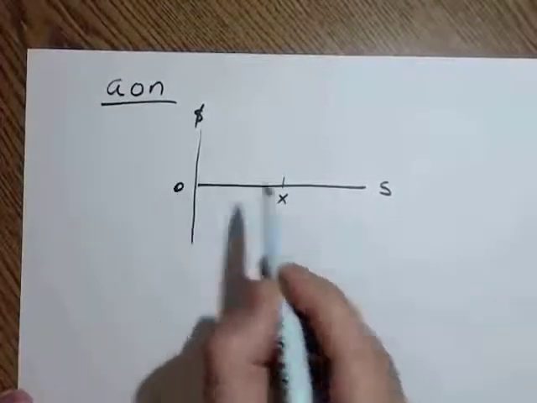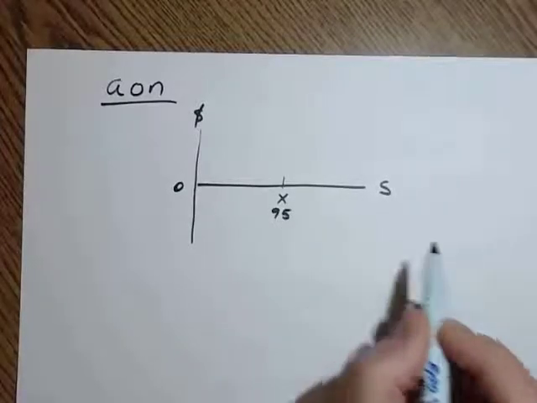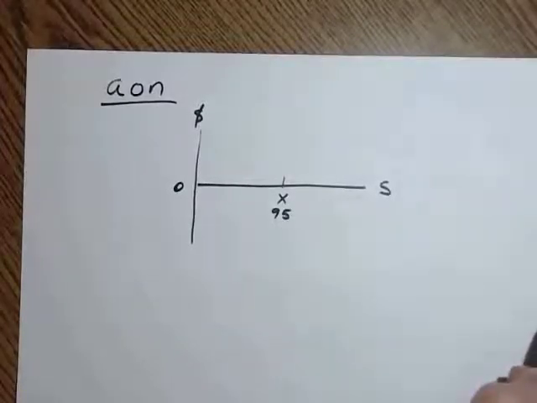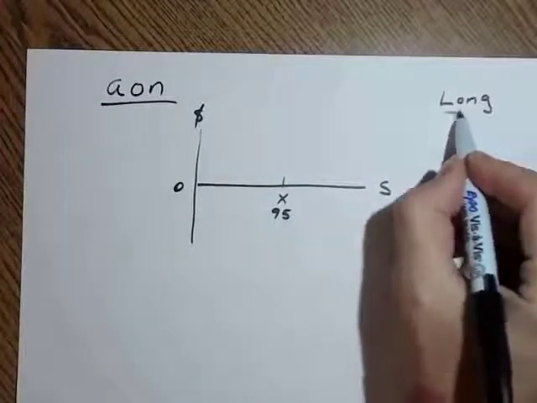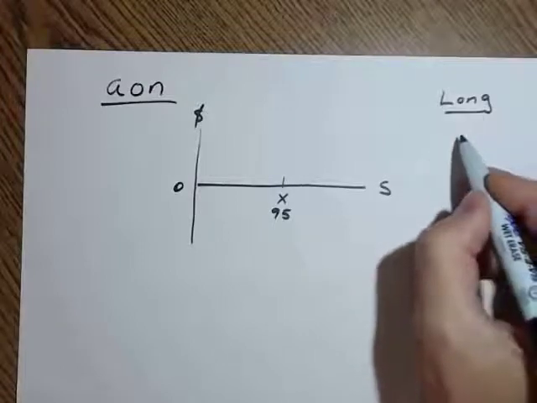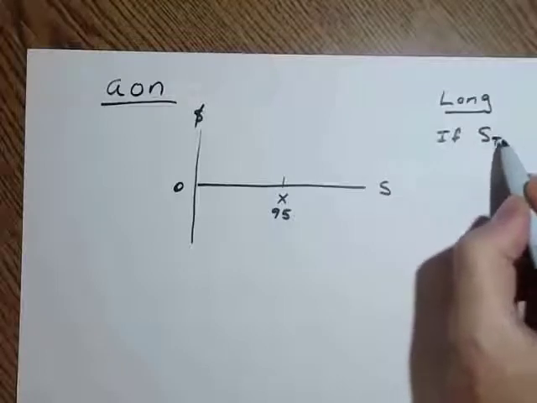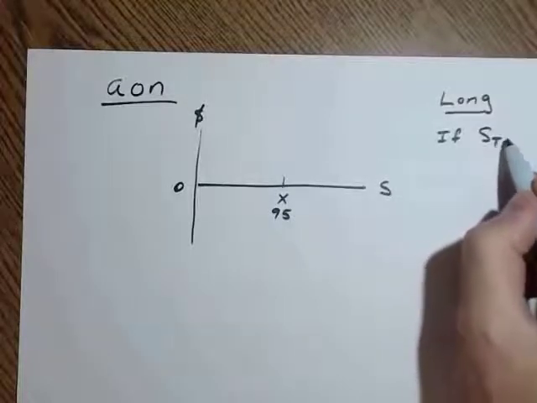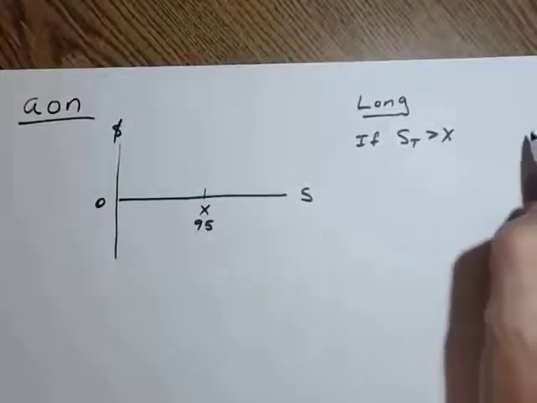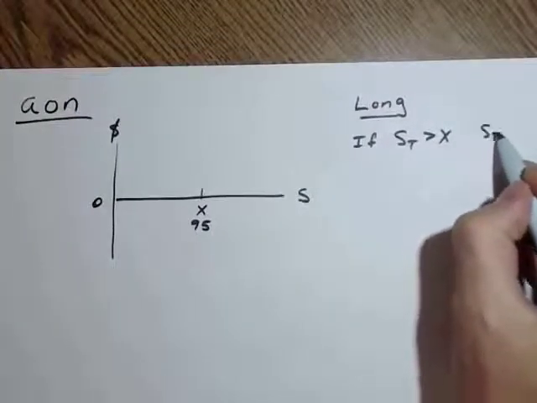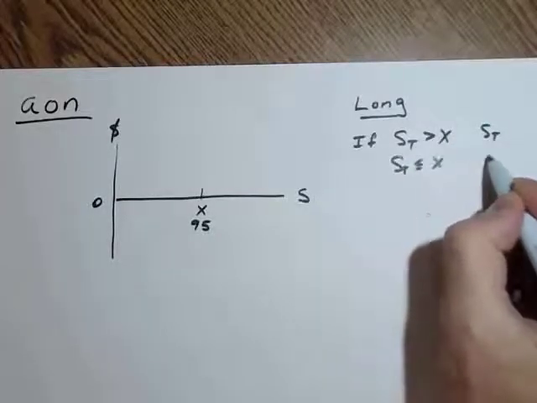Let me make it more concrete and say the strike is $95. We're going to look at a long call. So the long call, according to the definition: if the stock price at expiration, time T, is greater than X, the payoff is going to be ST. If the stock price is less than or equal to X, the payoff is 0.